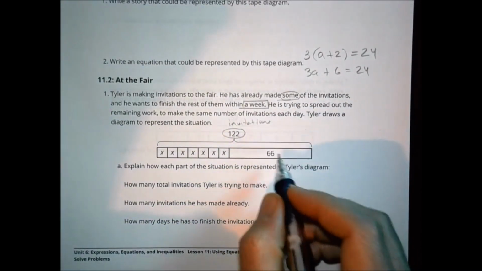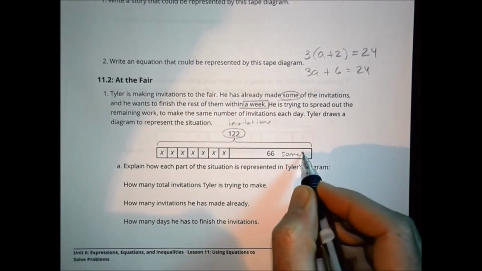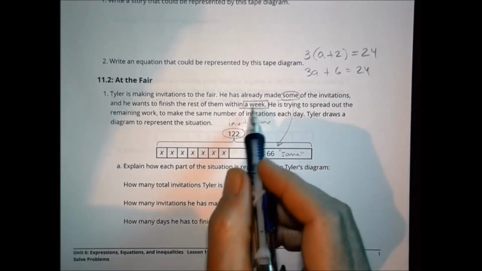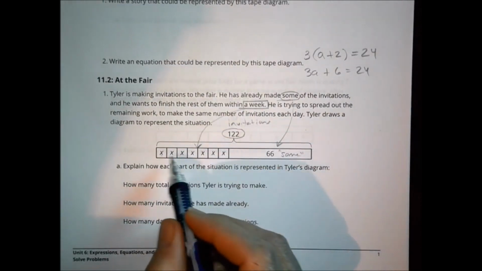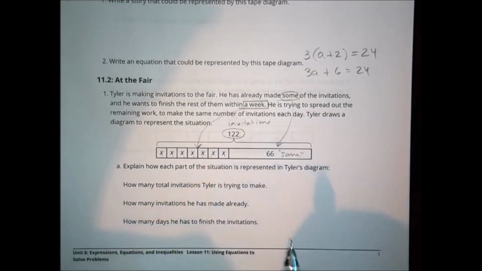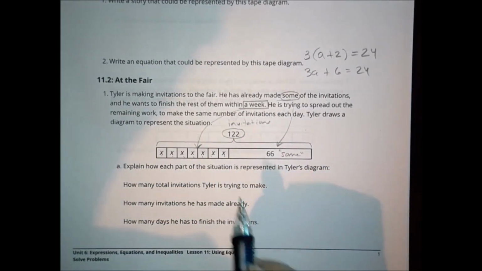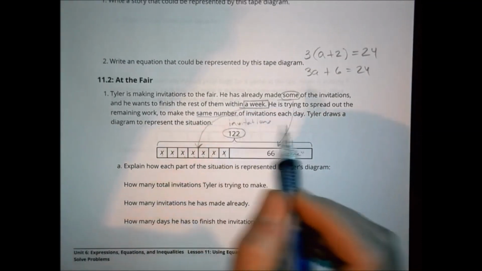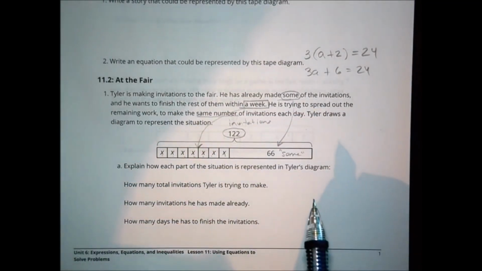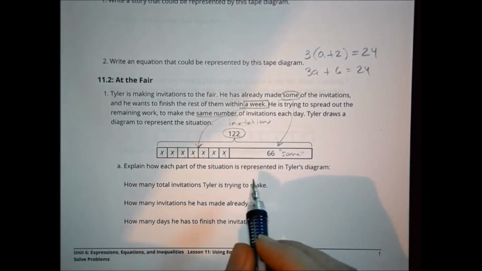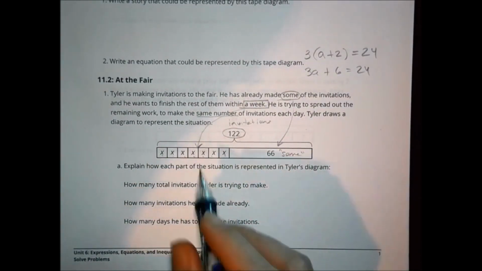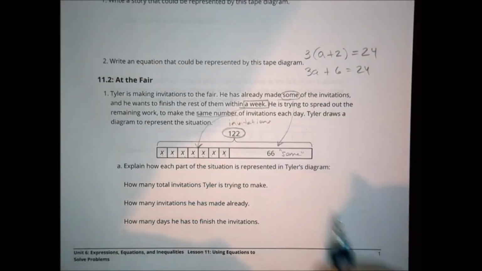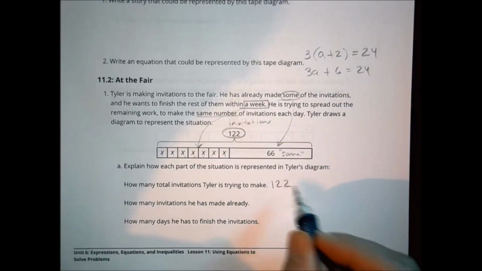We recognize the 66 is probably the sum that he's already made. And then because it's a week, we can see we have 1, 2, 3, 4, 5, 6, 7 for each day of the week, and that's dividing whatever's left into the same number of invitations each day. So, explain how each part of the situation is represented by Tyler's diagram. How many total invitations is he trying to make? Our total number of invitations is this number here, which is 122.